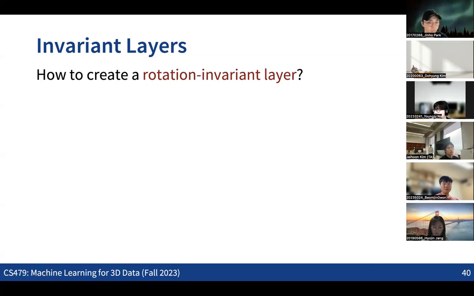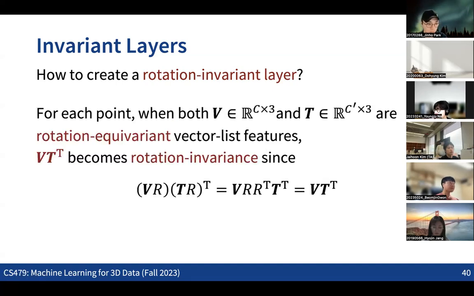Here the key idea is that let's say we have two rotation equivariant vector-list features given from the same input. We have V and T. Let's say these two are rotation equivariant features. Then what we can see is that if we compute V times T transpose, this becomes rotation invariant, because if we look at this multiplication, you can see that the rotations cancel out when you compute V times T transpose. Makes sense?